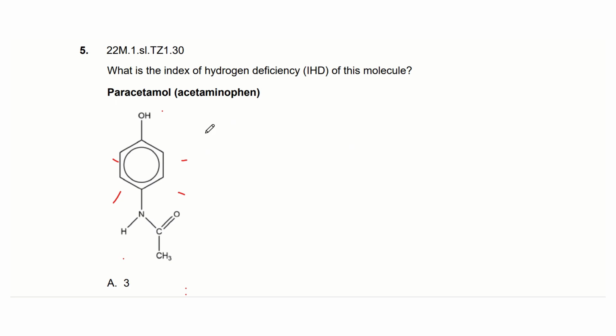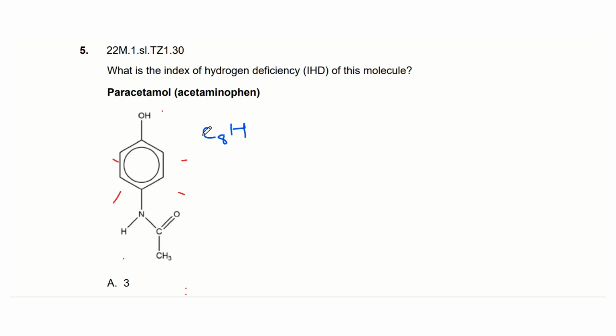Okay, next question here is I need to find the index of hydrogen deficiency, which is IHD, of this molecule here. The best way to answer this question is to write down the molecular formula. The first thing I need to do is calculate how many carbon atoms I have. I have 6 in this group here, so if I write C, I've got 6, 7, 8. So this is for the carbon. And then I count the hydrogen. You always start off with carbon, hydrogen, and then you do things in alphabetical order, O, N, etc.